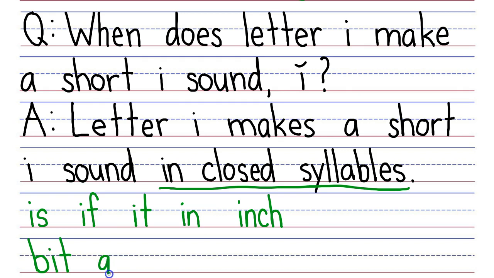Next word, quit. Here we've got the QU phonogram that says qu, with an I that says I, and a T that says T. Qu, I, T. Next word, hid. We have an H that says H, an I that says I, and a D that says D. H, I, D. Hid.